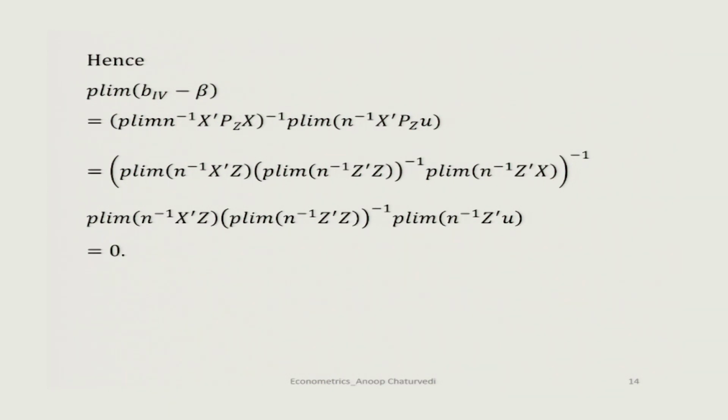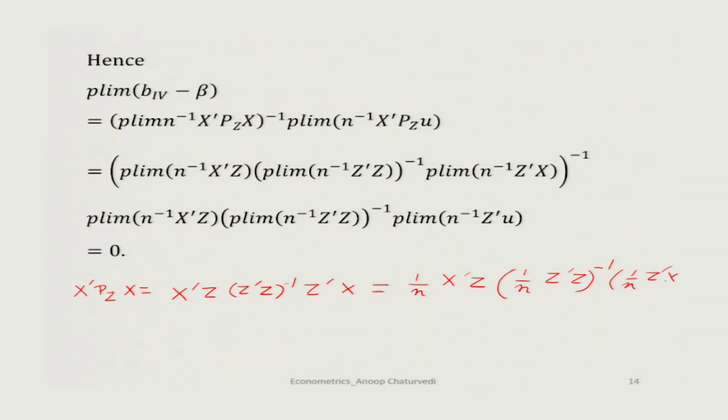Then we substitute the value of P z here. So, we get x transpose Z, Z transpose Z inverse, Z transpose x. This is actually equal to x transpose P z x, and then we write it equal to 1 upon n x transpose Z, then you have 1 upon n Z transpose Z whole inverse, then you have 1 upon n Z transpose x. So, the probability limit of this part is the probability limit of n inverse x transpose Z, the probability limit of n inverse Z transpose Z whole inverse, the probability limit of n inverse Z transpose x.